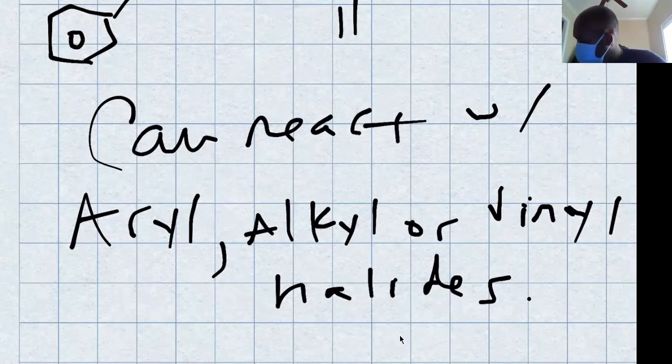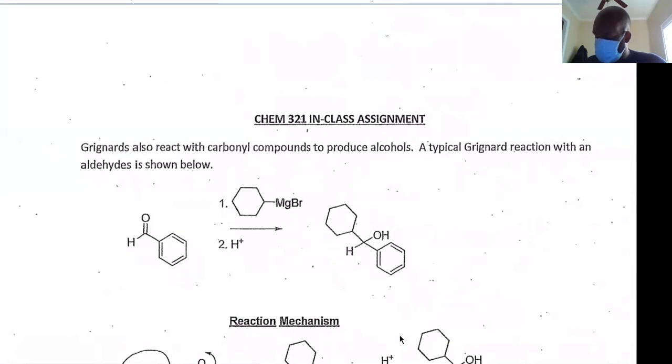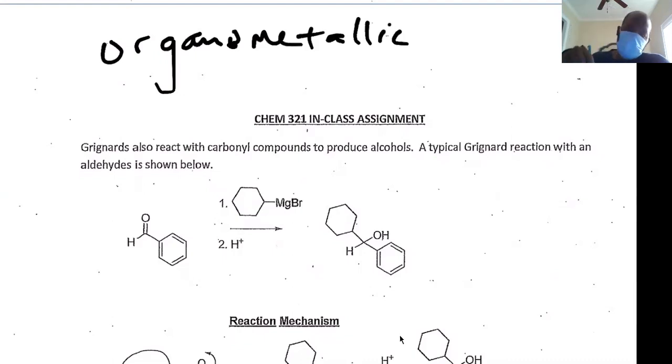And then one other application is the use of organometallics to make alcohols, right? What happens when you use organometallics to make alcohols is you react them with carbonyls. I'm gonna give you a generic example before we jump in too.